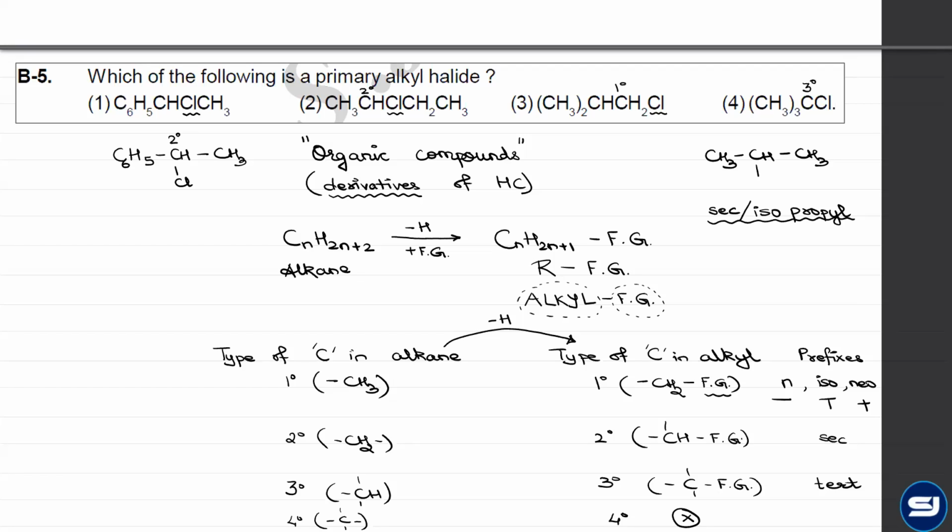Okay, so got it. For alkenes and alkynes we do not use these prefixes, but iso and neo are valid. Clear? Yes, sir. So the answer to this, which is a primary alkyl halide, is option 3. Is this clear? Yes, sir.